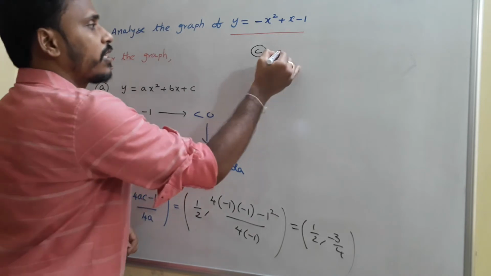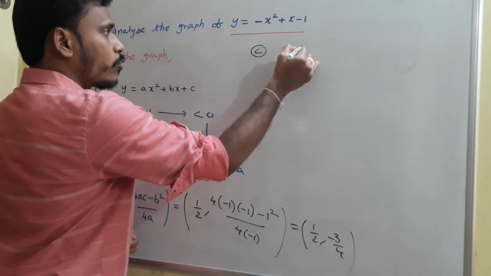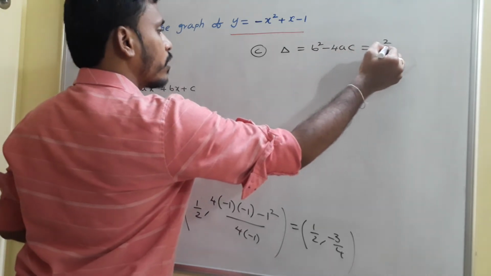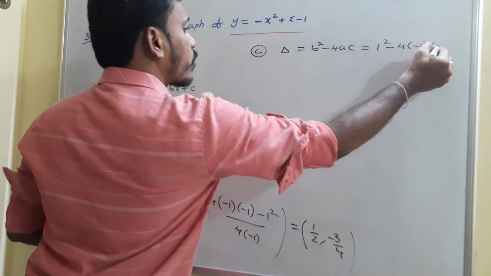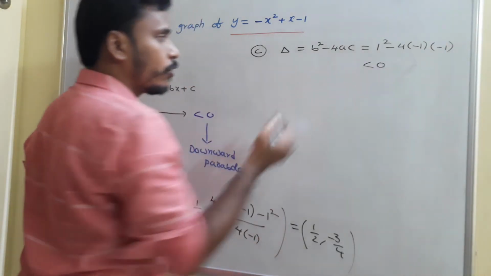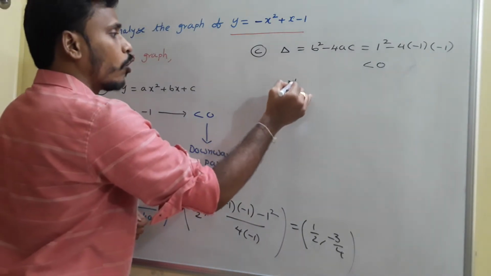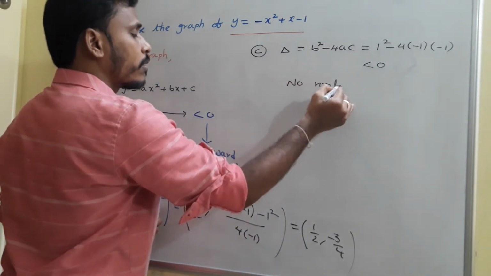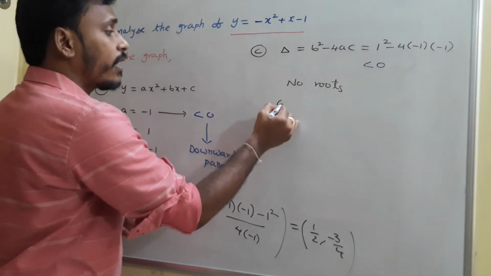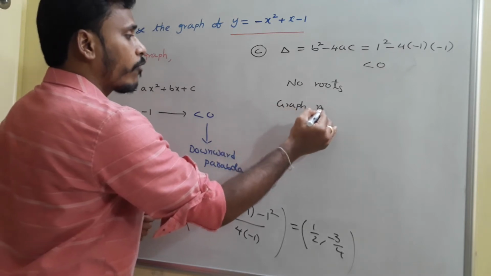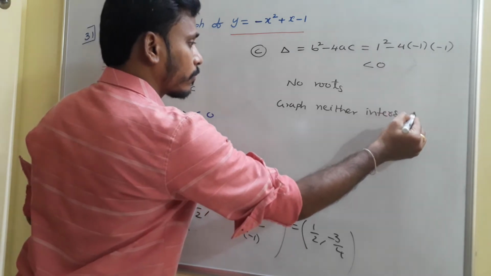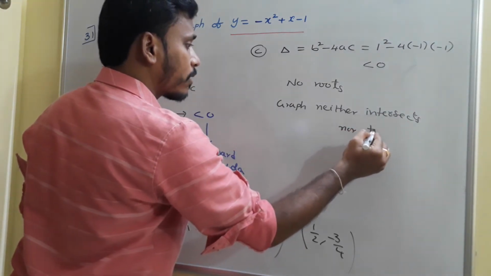We need to think about the discriminant. So discriminant value is what? b square minus 4ac. Since discriminant is b square minus 4ac, 1 minus 4 into minus 1 into minus 1. What to say about it? Which is clearly minus 3, less than 0. Since it is less than 0, no roots. So no roots in the sense what? Graph never intersects the x-axis. Graph neither intersects nor touches the x-axis.